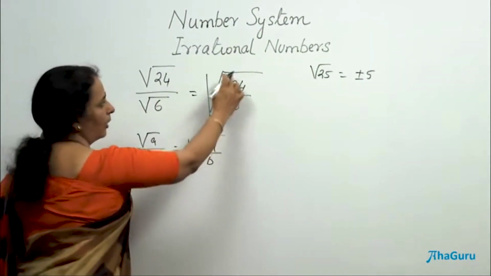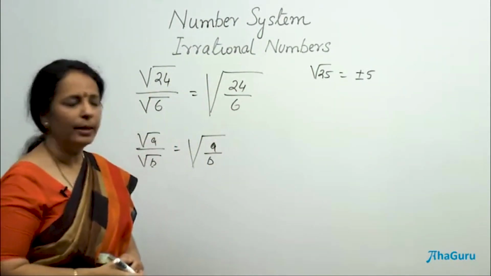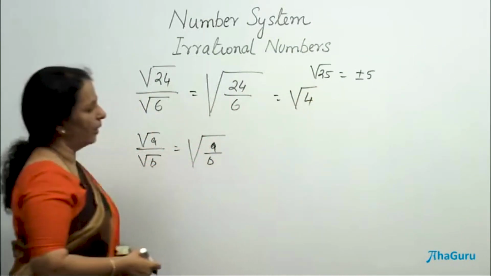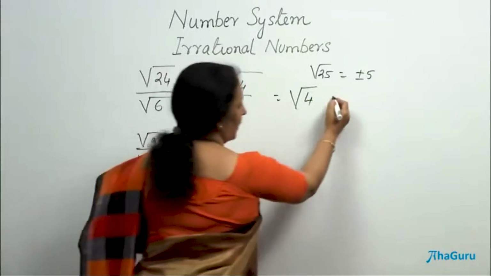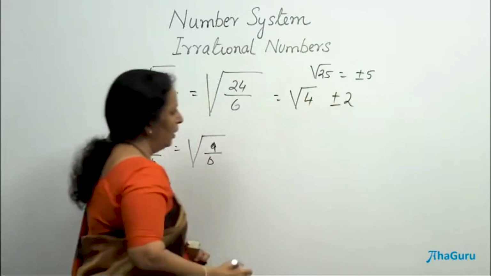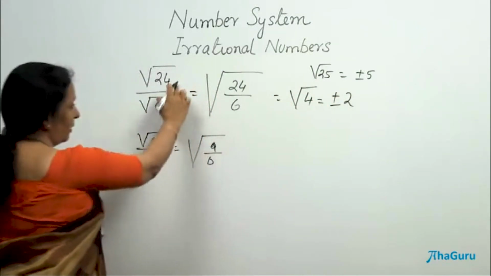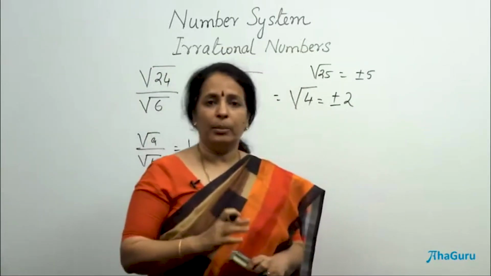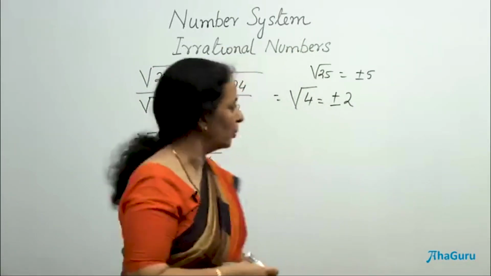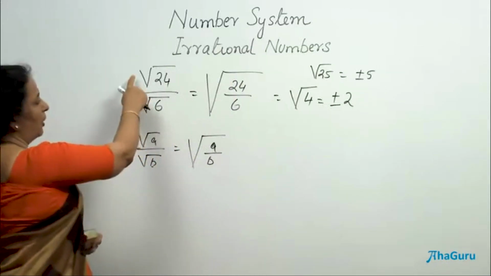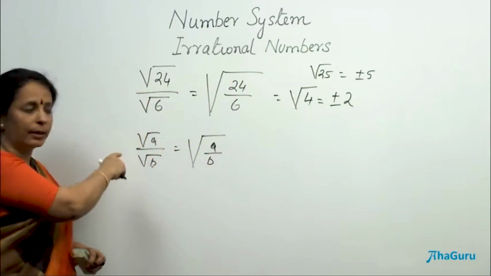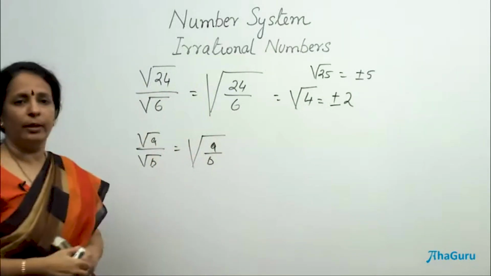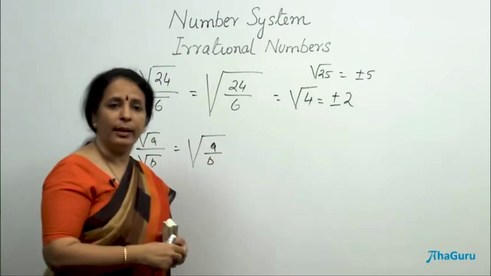So it's the same as that. Now we can solve this first. 24 by 6, which is what? Root of 4. And what is the answer for that? Plus or minus 2. Now this is irrational, but our final answer is rational. But that is not always true. It doesn't mean that just because you are dividing one irrational number with another, it will surely give you a rational. No, you can also get both the answers as irrational.